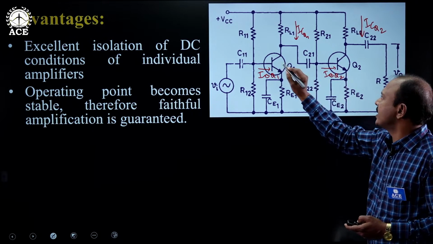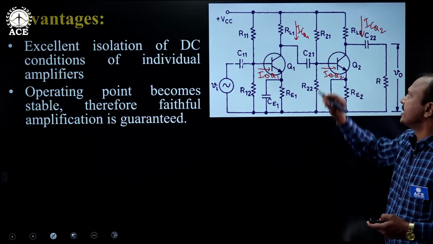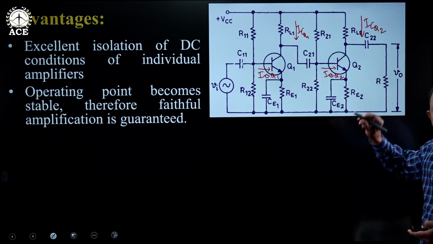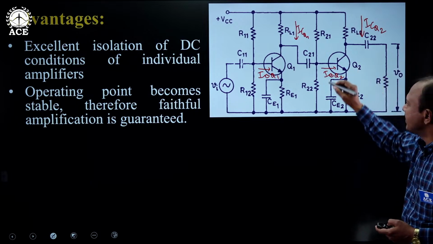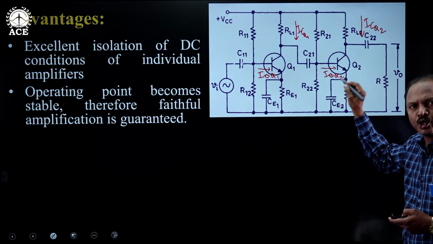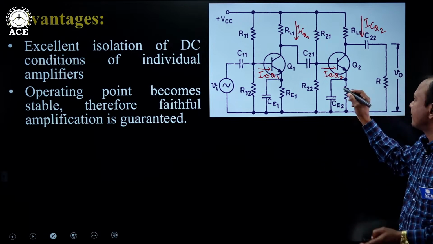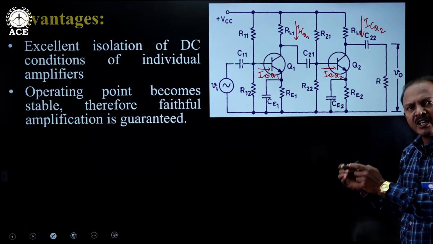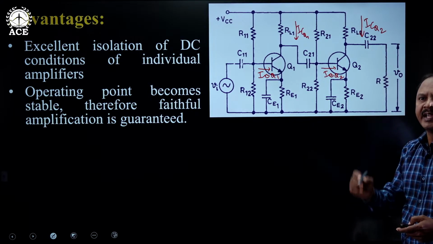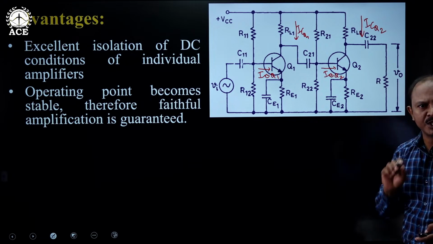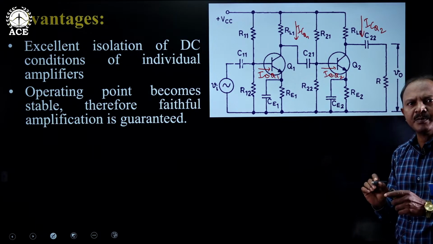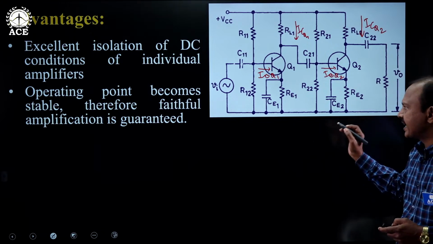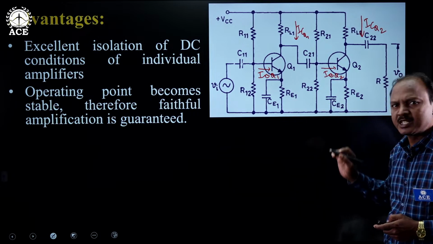Since there is proper isolation between stage 1 and stage 2, there is no chance of this DC current of first stage to be mixed with the DC current of second stage. As a result, the DC base current of second transistor Q2 remains as it is. Therefore, the quiescent collector current of second stage remains as it is. That will automatically maintain the operating point at the desired location where it is already established. As a result of this, operating point becomes quiescent or stable. As a result of that, faithful amplification is guaranteed in all RC coupled amplifiers. That's a very good news.